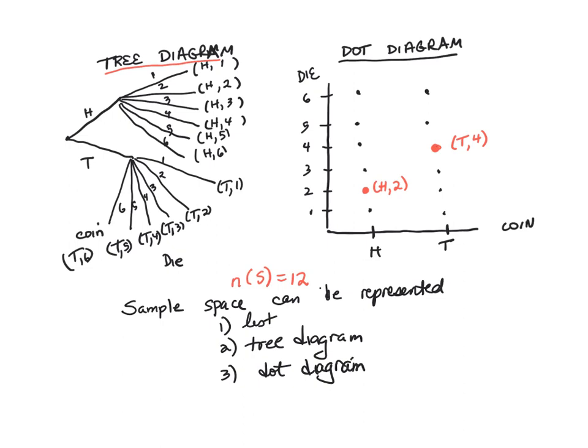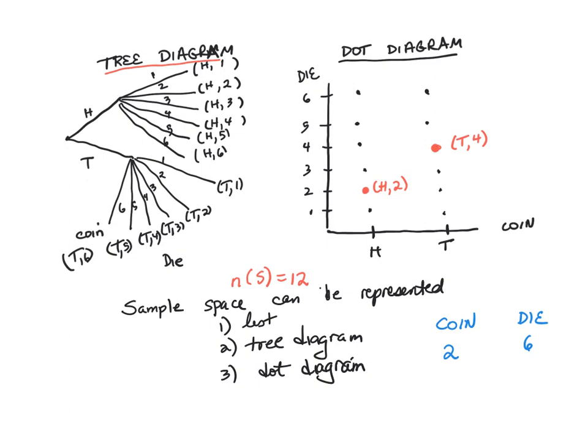Now the question is, how could we have gotten the number 12 without listing all the possibilities? Well, let's take a look at the tree diagram. A coin has 2 possible outcomes. It could be heads or tails. So for the toss of the coin, there were two activities that could occur if that was an experiment by itself. And if we toss a die by itself, there are 6 ways that can occur.